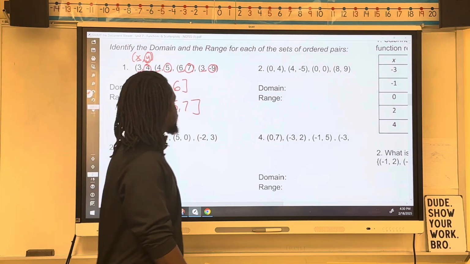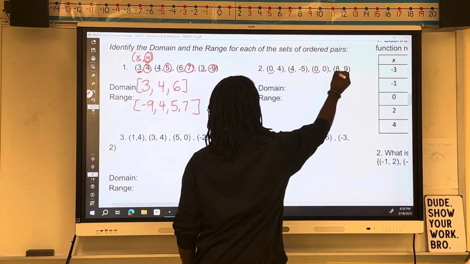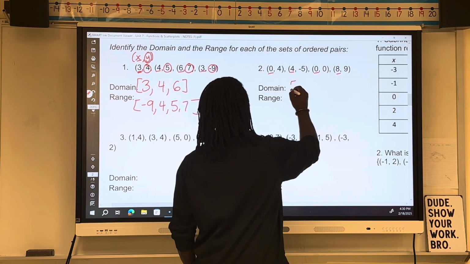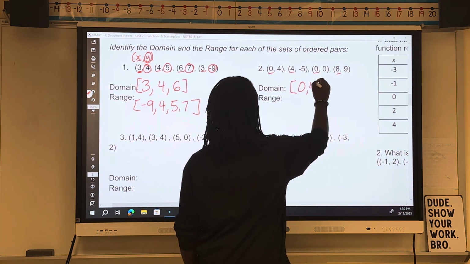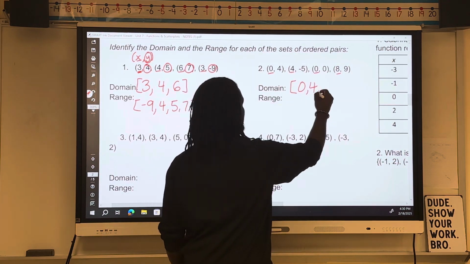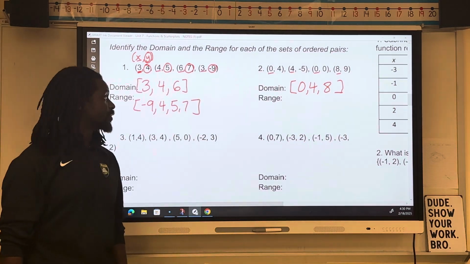All right, let's look at another one. The domain. Okay, we're going to underline all of the x's. Okay, that is our domain. So our domain, we got 0, we got 4, another 0, but it's already accounted for there, and then we got 8. Okay, that is the domain.